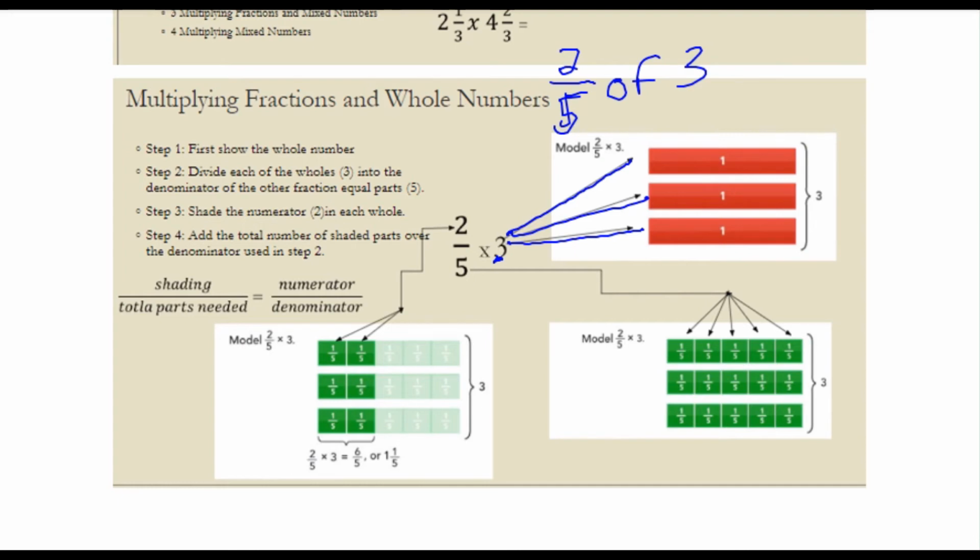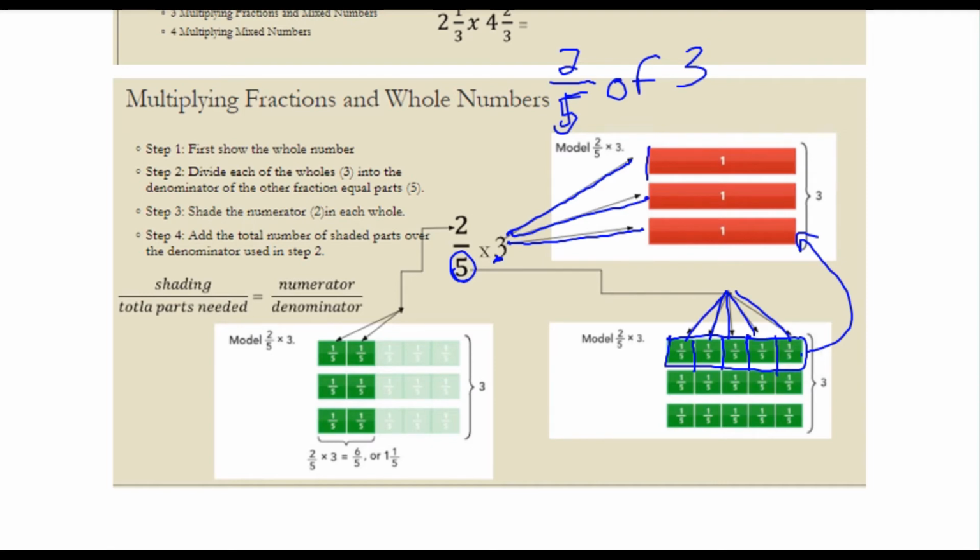So I'm going to divide each whole. Here are my wholes right here. I'm going to divide each whole into the denominator of the other fraction equal parts. The denominator of the other fraction, or the other factor, I should say, is a 5. So I'm going to break these up into fifths. So we have 1, 2, 3, 4, 5. This is my whole, which is modeled here, and I'm going to break this up into fifths. So we have 1/5, 2/5, 3/5, 4/5, and 5/5.